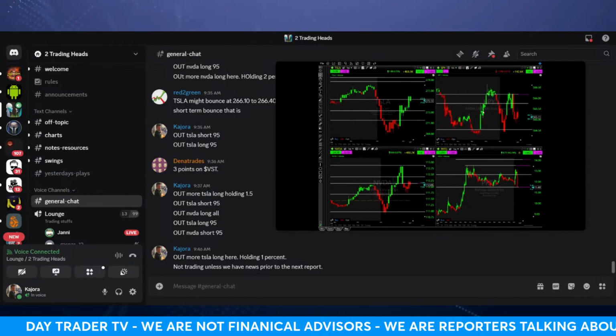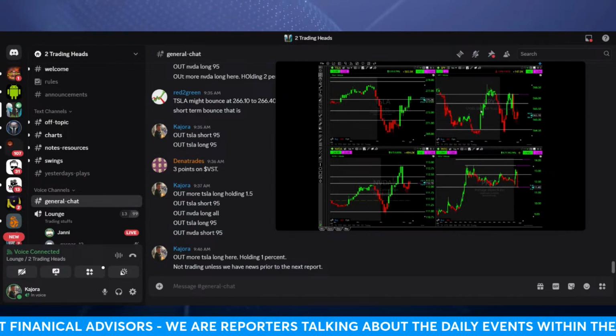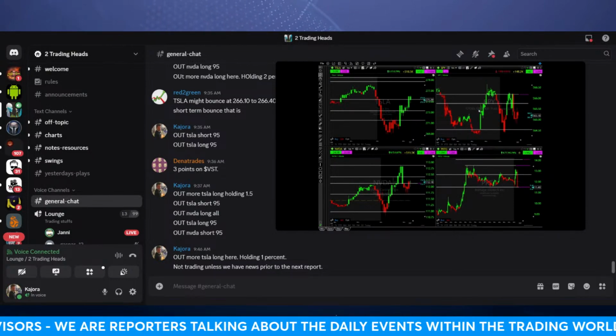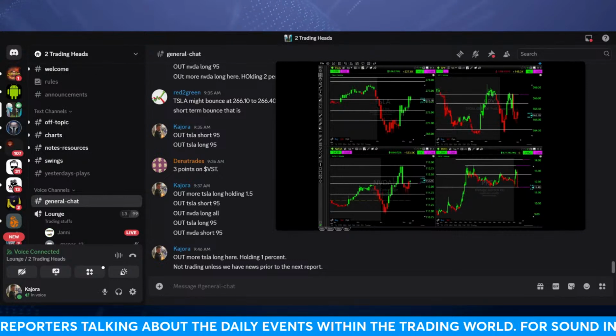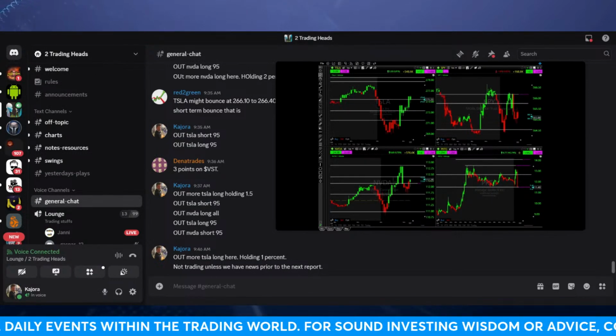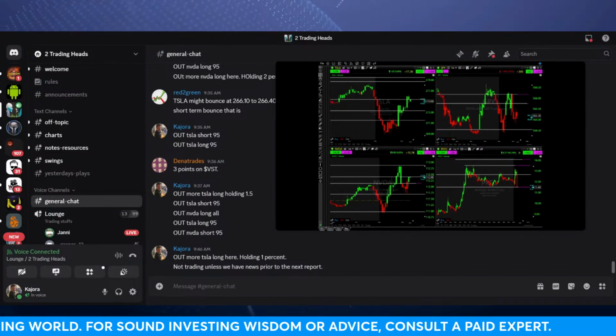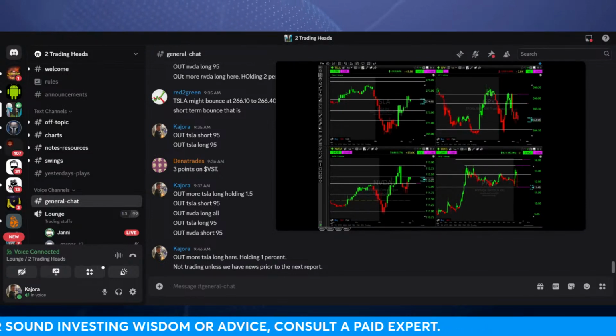SPY is doing absolutely nothing right now, just holding there. And that goes for the majority of the stocks right now. Apple made a nice move. What else? Anything else that made a nice move? MSTR came up to the second resistance and pulled back.